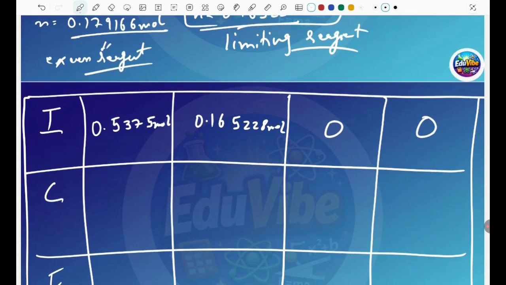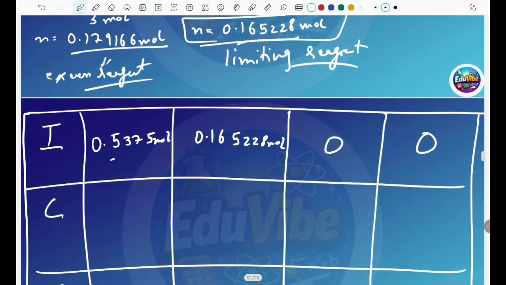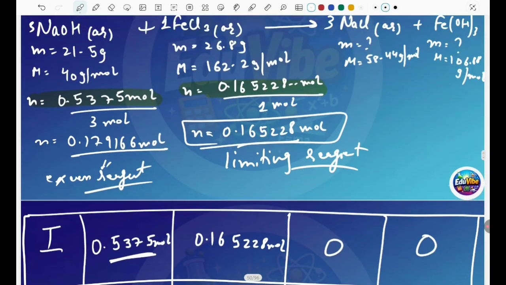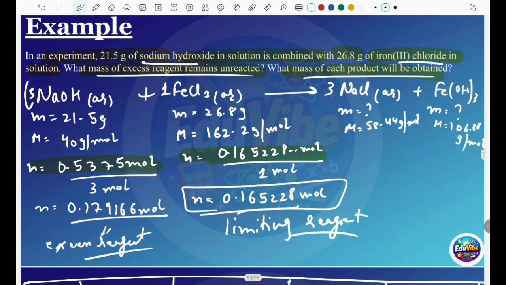Then C means change. We have to find the change now. The change means how much it changes. On the reactant side, we have to do the subtraction. On the product side, we have to do the addition. So in this, we do the subtraction. Done. So basically, we have to multiply this by 3. Why? Because we have NaOH. You have to multiply this by 3.